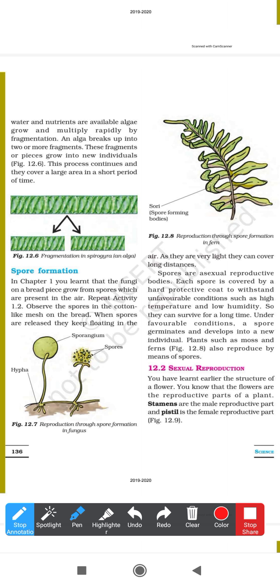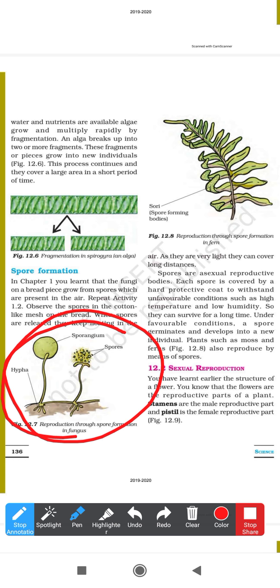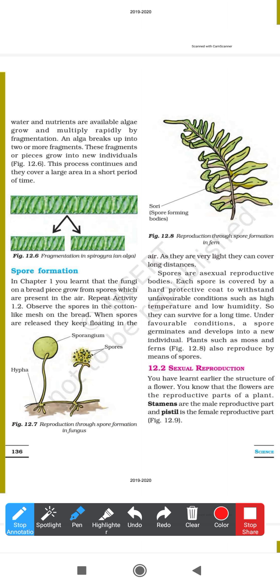And after that, they do this only when favorable conditions come. Before favorable conditions, they will sit as they are. When favorable conditions come, they will burst open, and they will make the spores go everywhere. And again, from that many things will grow, right? So they survive for a very long time. And examples over here are moss and ferns.